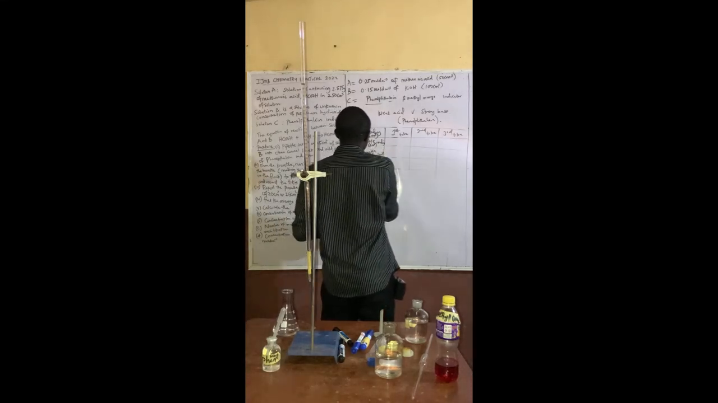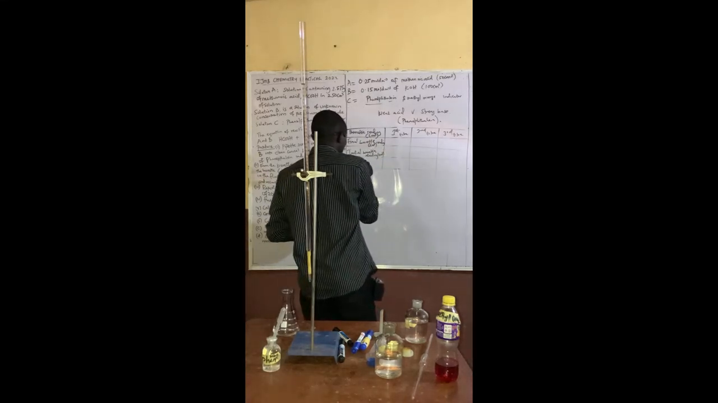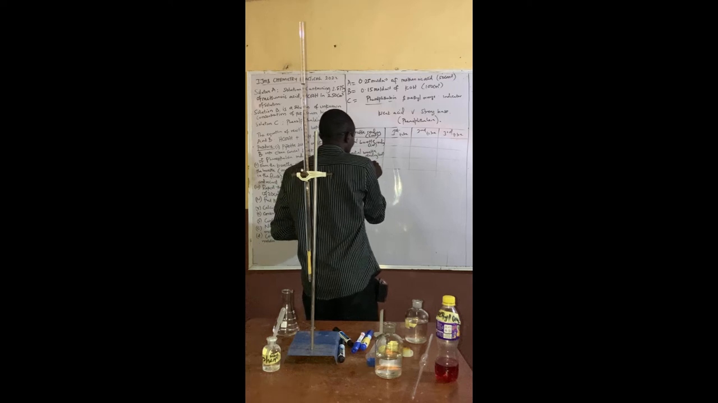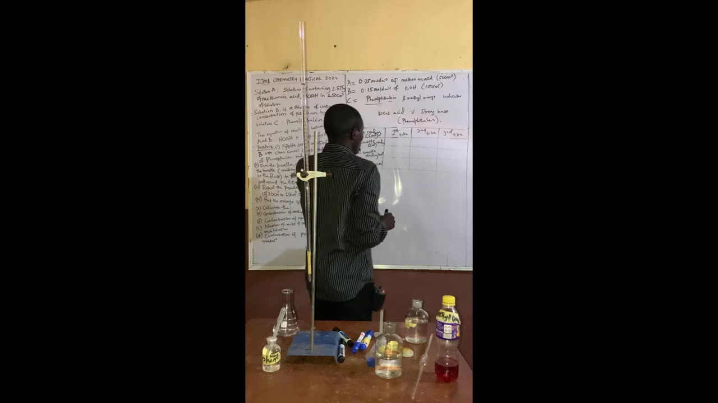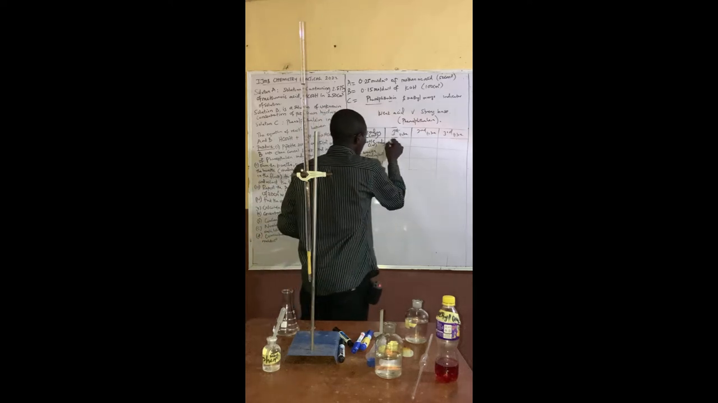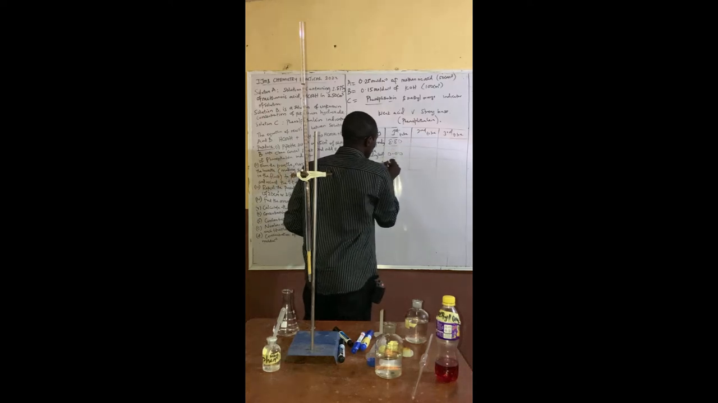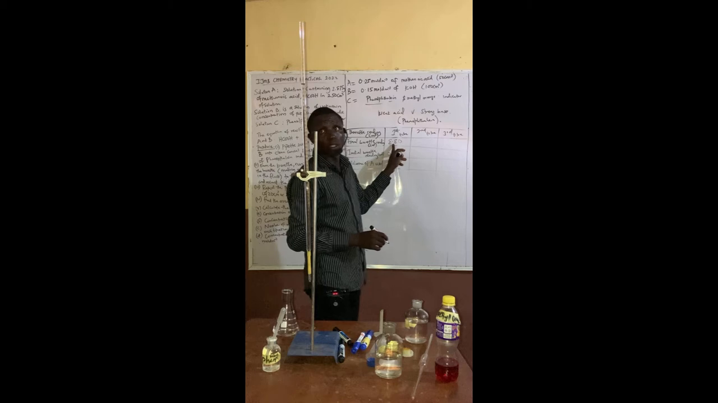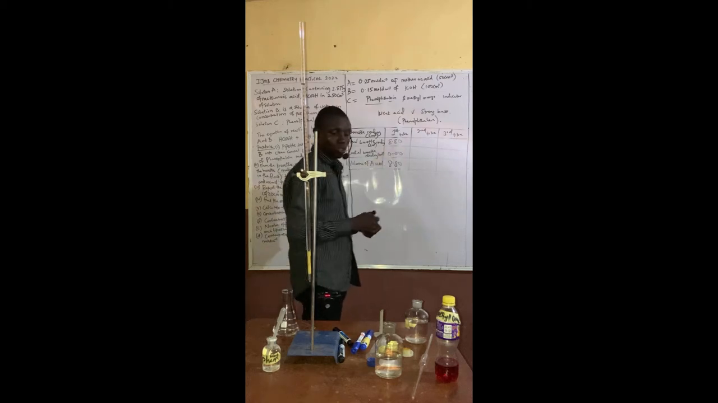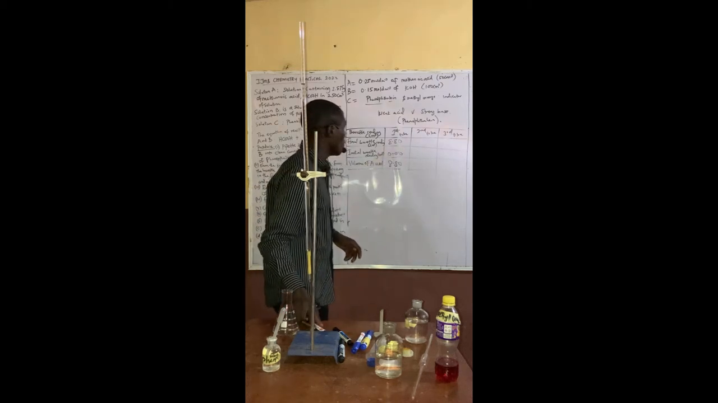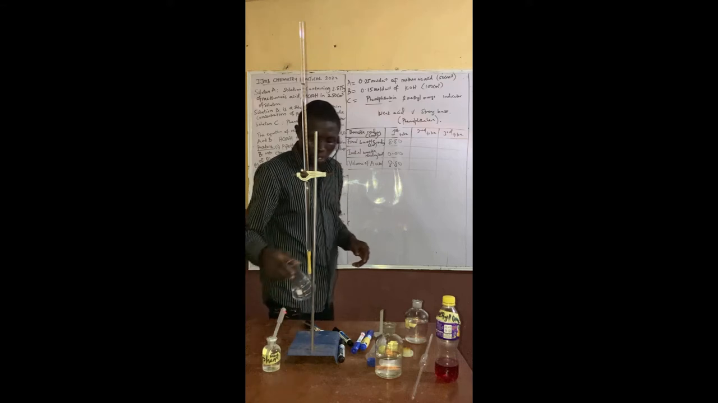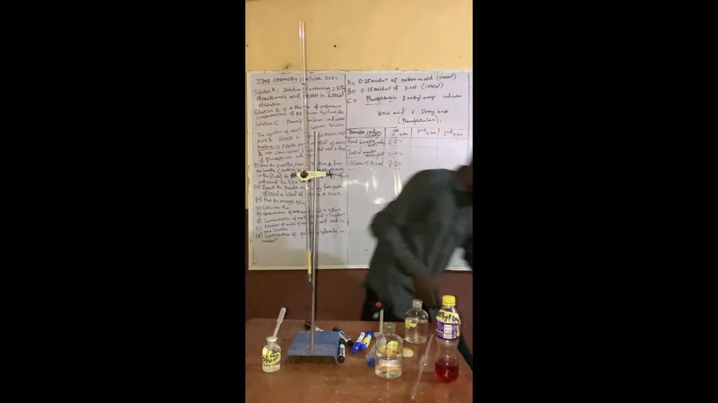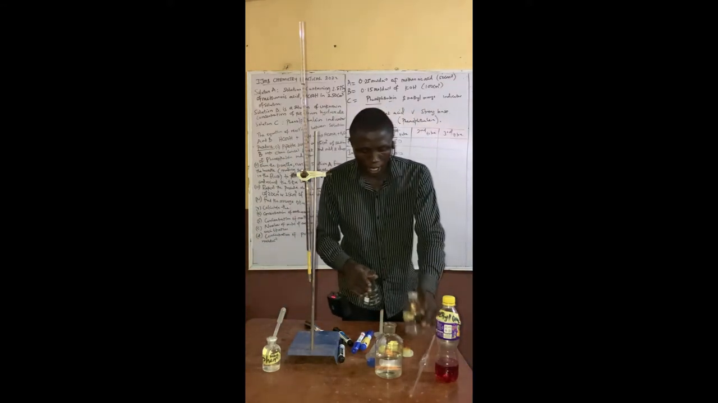So then the volume of what? Of A used. The volume of A used. Now, here initially we have 0.0, and then we have 8.80. So that's that about the first titration. Now let's throw this away and then carry out the second analysis.